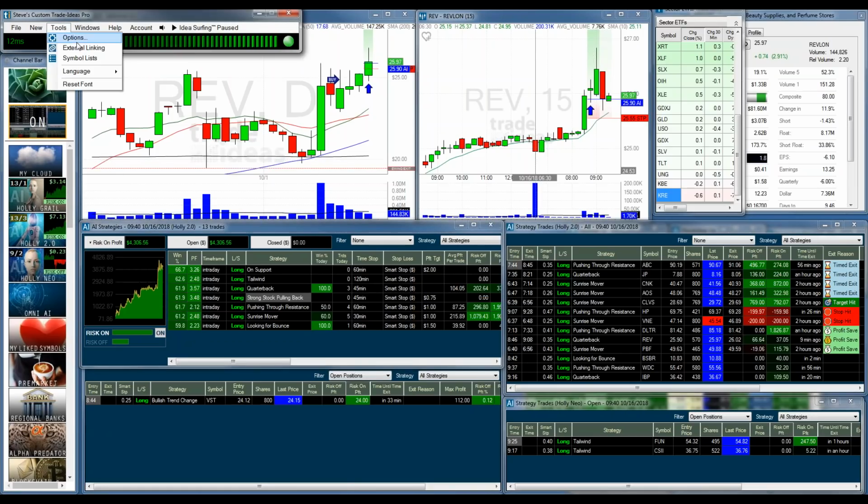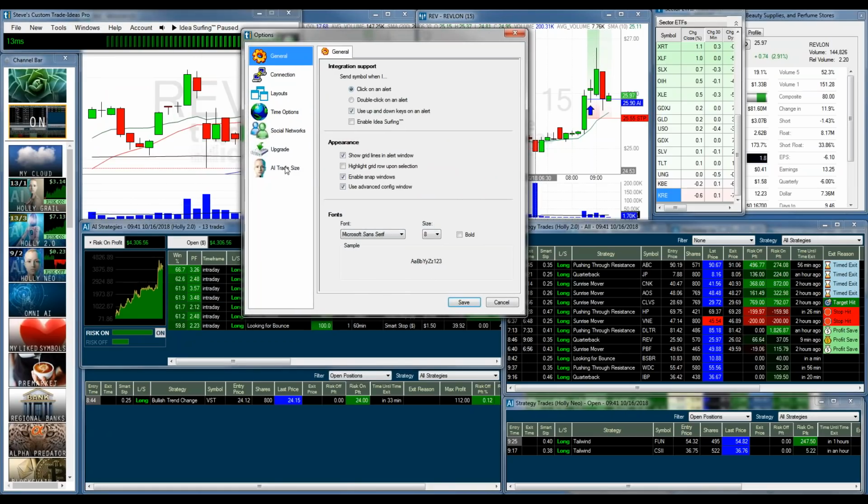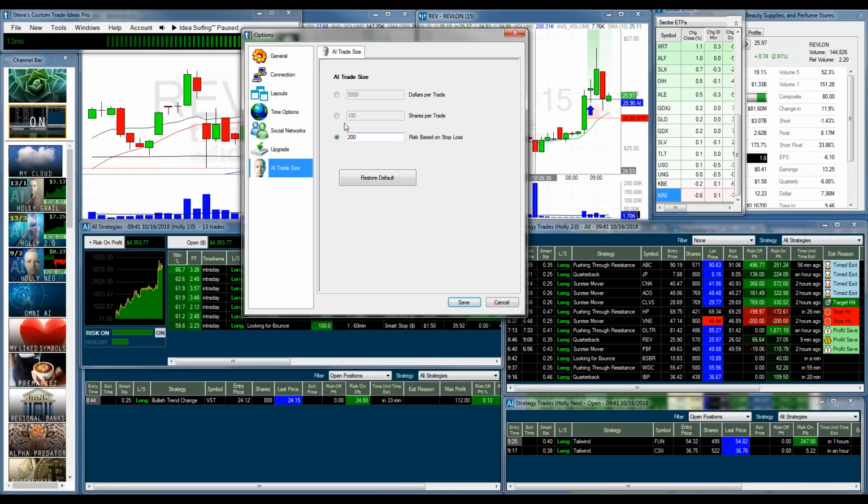So if we go back to tools and options, in the all trade AI trade size, we've got 3 choices. We can scale these trades and have them demonstrate to us in terms of dollars per trade, $5,000. What would all these trades look like if we risked $5,000 in each trade? Obviously, smaller stocks are going to have more shares than larger stocks at the $5,000 level. Or we could do shares per trade, but that doesn't always really work out well. Again, $5 stocks and $50 stocks are going to be a completely different animal at 100 shares per trade.